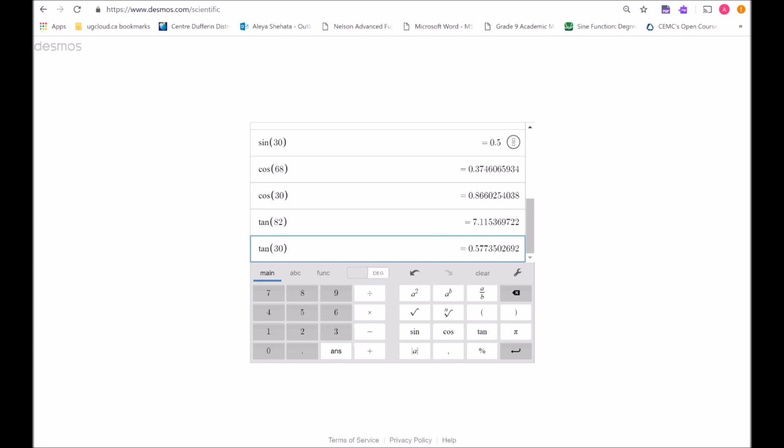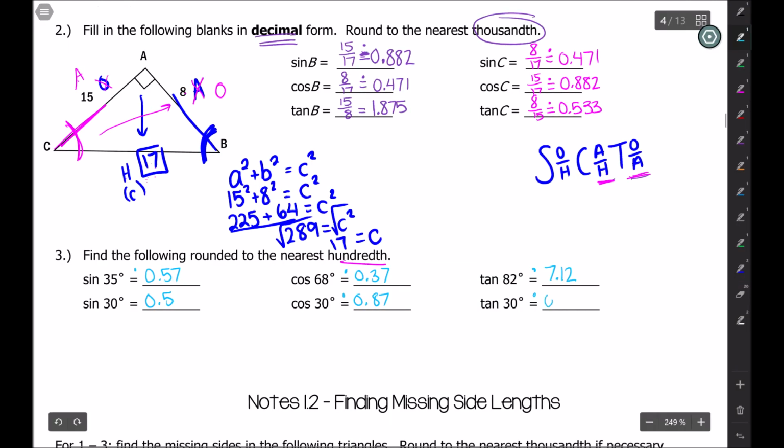And then the last one I have is tangent of 30. And I'm going to close my bracket. And here I get this value right here. The first 7 is the hundredths place. The second 7 tells me to bump that first 7 up to an 8. So I get approximately 0.58.